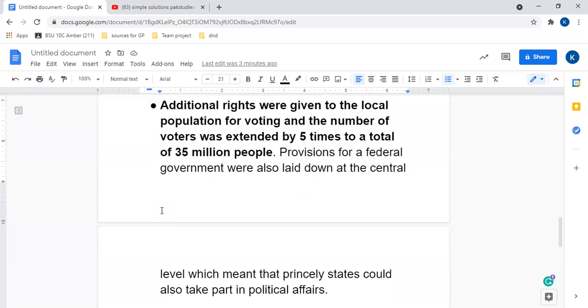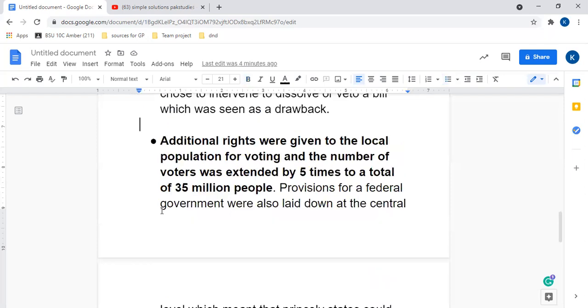After that, the last point would be that additional rights were given to the local population for voting, and the number of voters was extended by 5 times to a total of 35 million people. All right, 25% of India's population could now vote. So that was a pretty big thing. There were also, as we have studied, provisions for a federal government laid down at the central level, which meant that princely states could also now take part in political affairs.